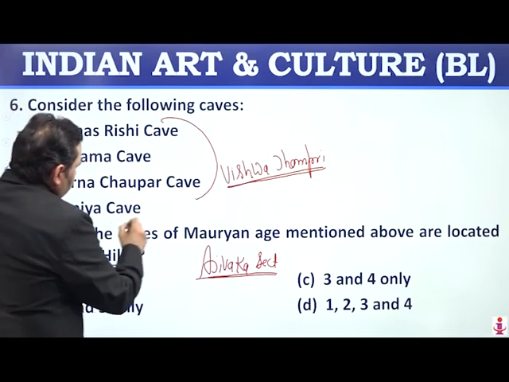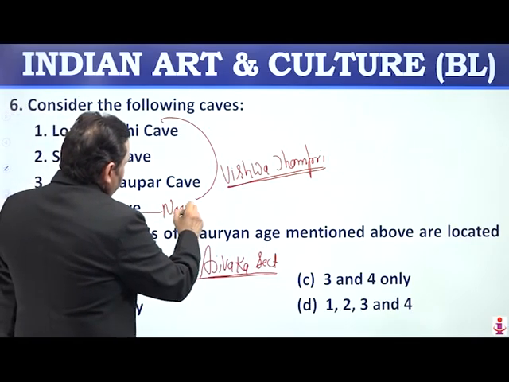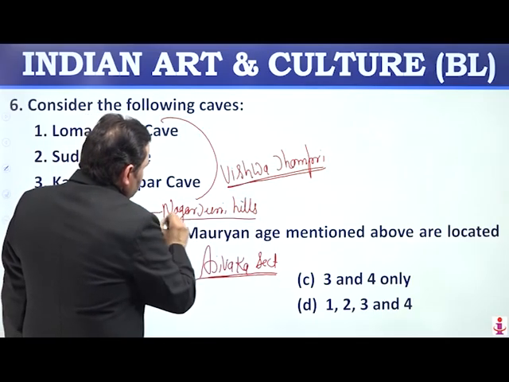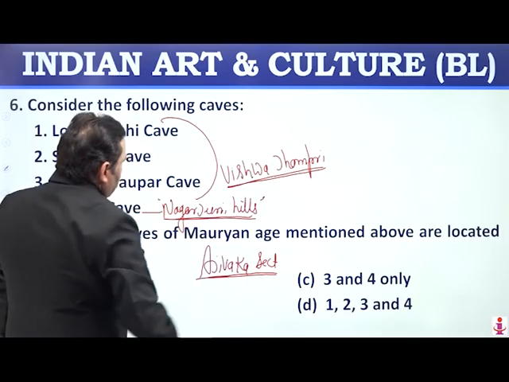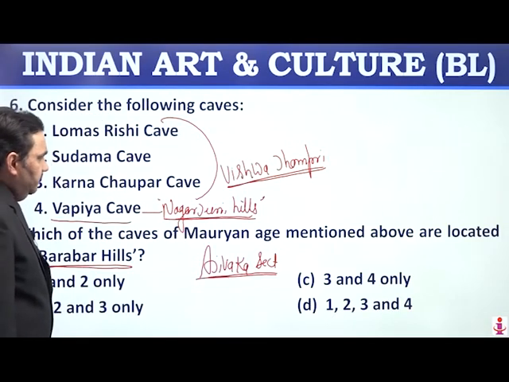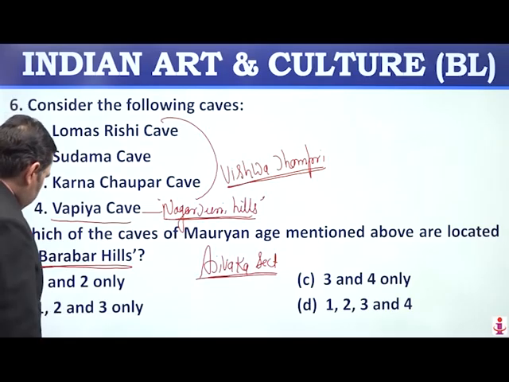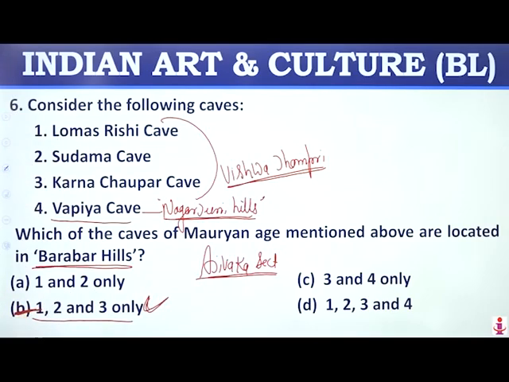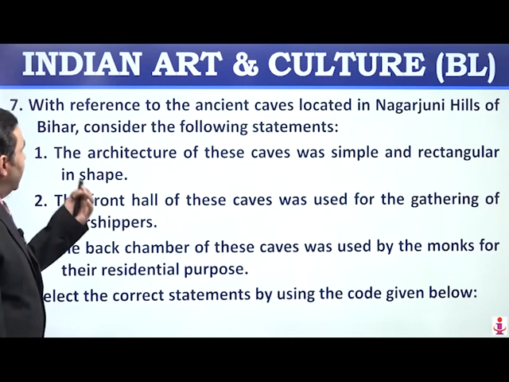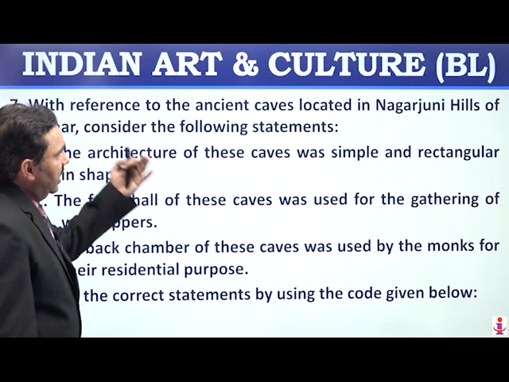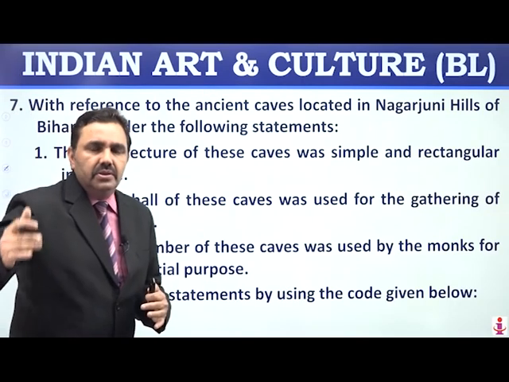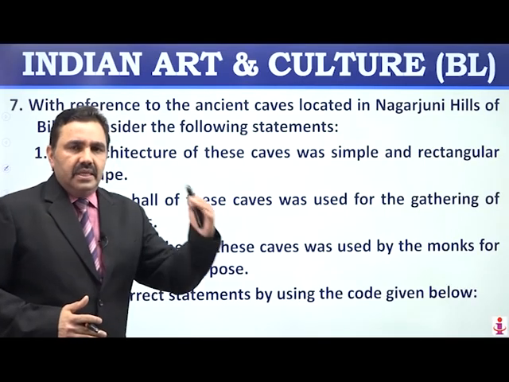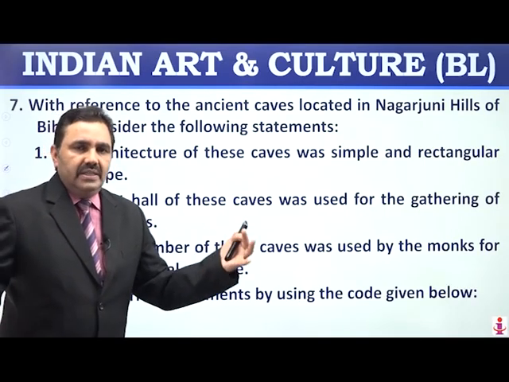Vapia cave was part of Nagarjuni Hills. Barabar Hills and Nagarjuni Hills both are located close by in Jehanabad district of Bihar. So 1 to 3, option is B. 1 to 3 only. Question 7. With reference to ancient caves located in Nagarjuni Hills. So Nagarjuni Hills caves were cut during the reign of Ashoka's grandson Dashrath. Purpose was the same. These caves were also donated to the monks of Ajivaka sect.